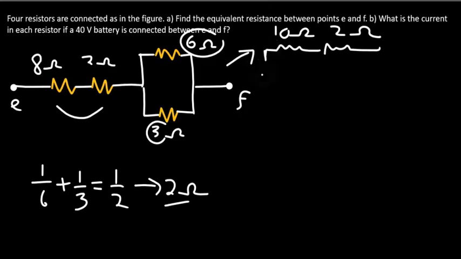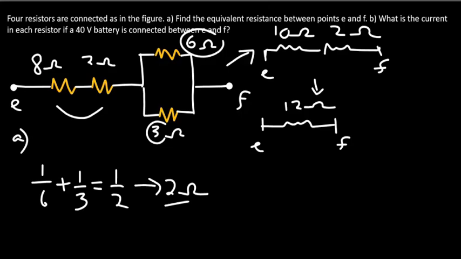So that is point E and that is point F. And further, we can combine the two to create a single resistor with resistance 12 ohm, which you get by adding 10 and 2. So this is E and that is F. So the equivalent resistance of this system is 12 ohm.